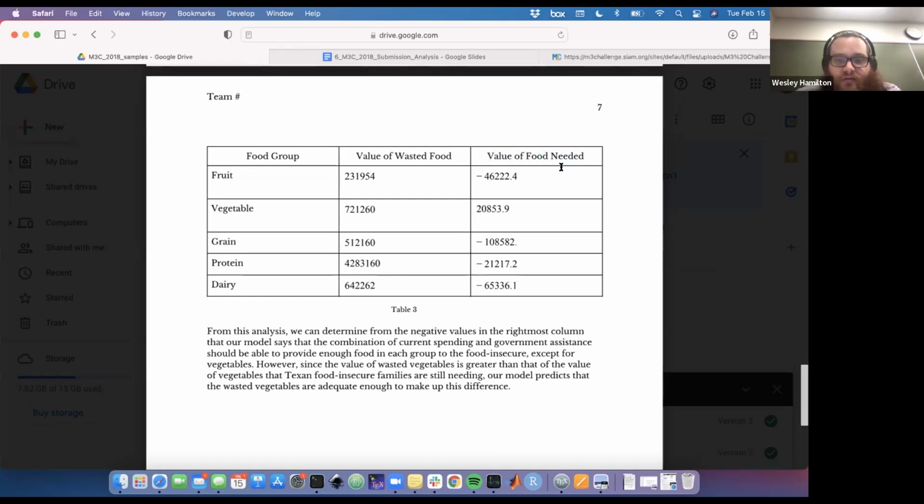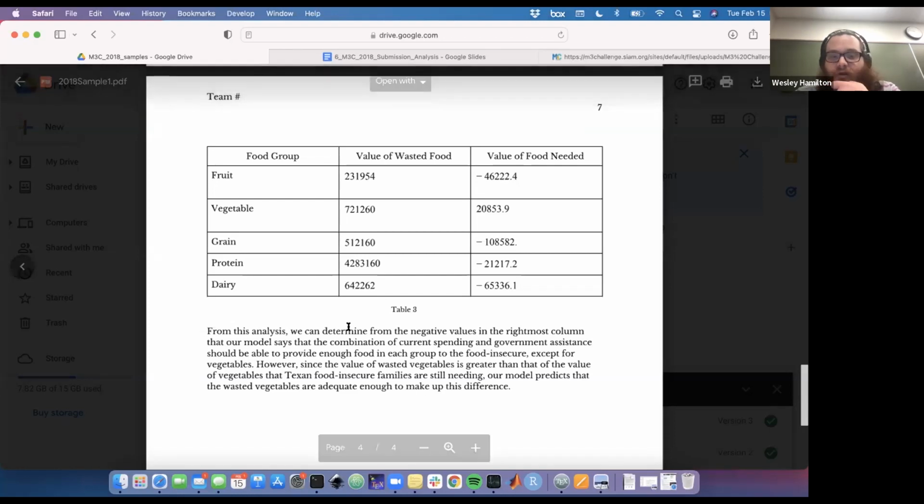In one of the earlier paragraphs, that's where they said, take the amount of money coming from government support and the amount that's already being moved to support these initiatives, and then take the sum of all of those. That's going to be that. Okay, so they say from this analysis, we can determine from the negative values in the rightmost column that our model says that the combination of current spending and government assistance should be able to provide enough food in each group to the food insecure, except for vegetables.